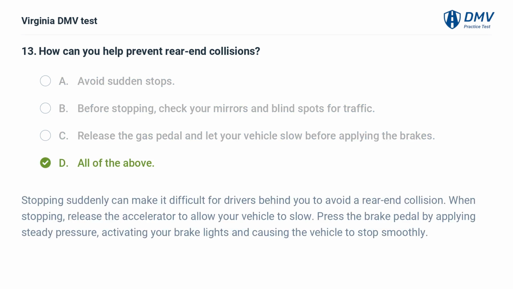D. All of the above. Stopping suddenly can make it difficult for drivers behind you to avoid a rear-end collision. When stopping, release the accelerator to allow your vehicle to slow. Press the brake pedal by applying steady pressure, activating your brake lights and causing the vehicle to stop smoothly.